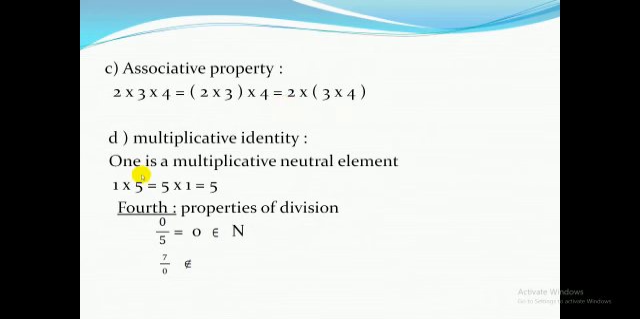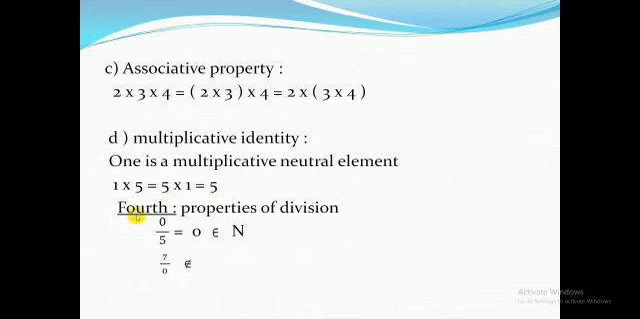Number D, multiplicative identity. 1 is a multiplicative neutral element, which means if I multiply any number by 1, the result will be the same number. Like 1 times 5 equals 5 times 1 equals 5. 5 doesn't change because 1 is a multiplicative neutral element.